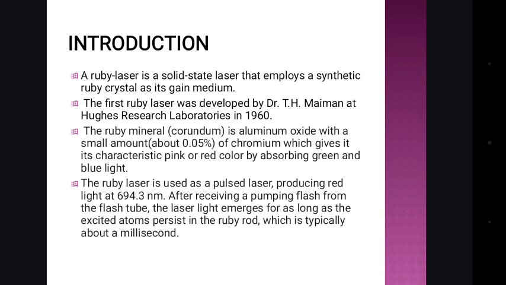The ruby laser is used as a pulsed laser, producing red light at 694.3 nanometers. After receiving a pumping flash from the flash tube, the laser light emerges for as long as the excited atoms persist in the ruby rod, which is typically about a millisecond.